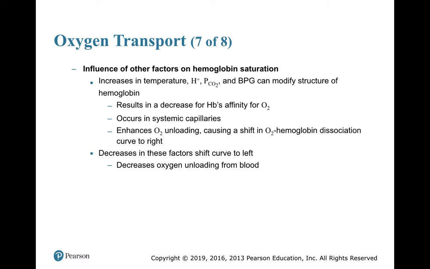Other factors would include increasing temperature, increasing hydrogen ion concentrations, which would mean becoming more acidic, and increasing levels of carbon dioxide and BPG. All of these can result in a decrease in hemoglobin's affinity for oxygen. These are the kinds of conditions we would find in the systemic capillaries, and that helps to enhance the unloading of oxygen, causing that shift in the hemoglobin dissociation curve to the right. If we decrease those factors, we're going to decrease oxygen unloading from the blood.